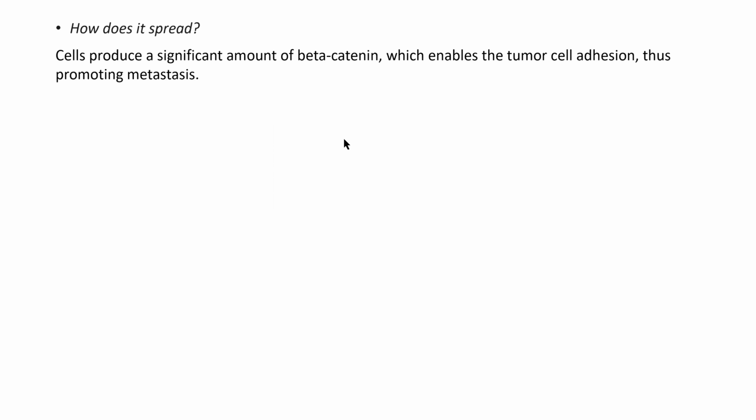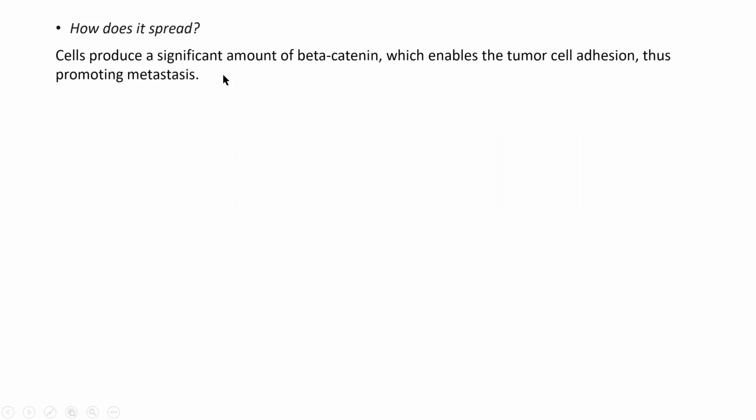How does the carcinoid spread? Because it produces a large amount of beta-catenin that enables tumor cell adhesion at the distant site, thus promoting metastasis. So the cells produce a significant amount of beta-catenin, which enables tumor adhesion and thus metastasis. These beta-catenins produced by the tumor lead to more tumor cell adhesion and promote the metastasis process.